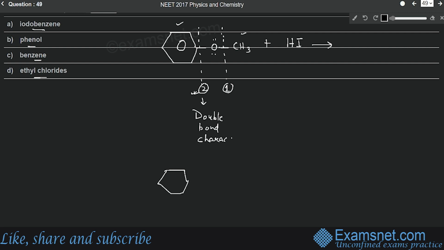This is the benzene ring. Here oxygen will remain attached to this ring and this bond will break, right? So let's see what will get attached here. Plus this side we have methyl and this side something else will get attached. So we have hydrogen iodide, hydrogen will get attached here and iodine will get attached to the methyl group. So what are the products that we have obtained? We have obtained phenol and methyl iodide. In the given options, methyl iodide is not mentioned. So phenol will be the correct answer. Option B is the correct answer here.